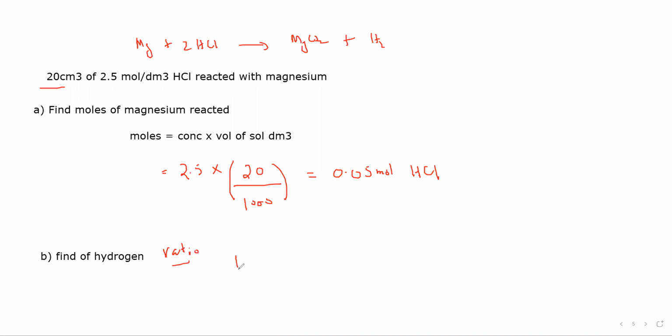Because we worked out HCl, hydrochloric acid, and hydrogen, according to the equation, always use the equation for the ratio, 2 is to 1. If 2 is to 1 is the ratio, we have 0.05 moles of HCl. How many moles of hydrogen will be there? X. What's the answer for this? So 0.025 moles of hydrogen will be there.